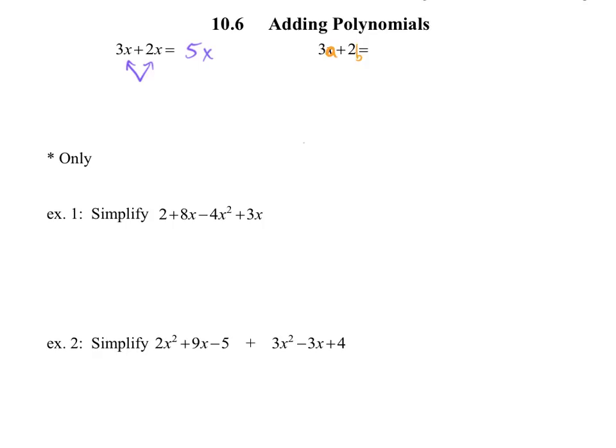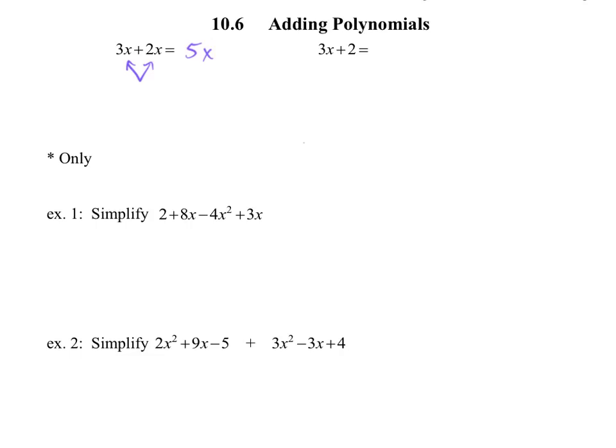But if you have 3 apples and 2 bananas, can you add them together and say you have 5 apples or 5 bananas? It doesn't make sense. So you can't combine 3A plus 2B. Those just can't be combined together.